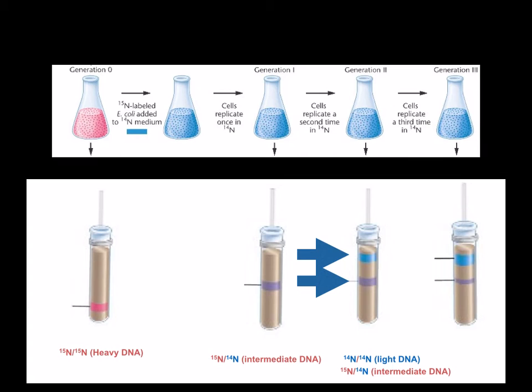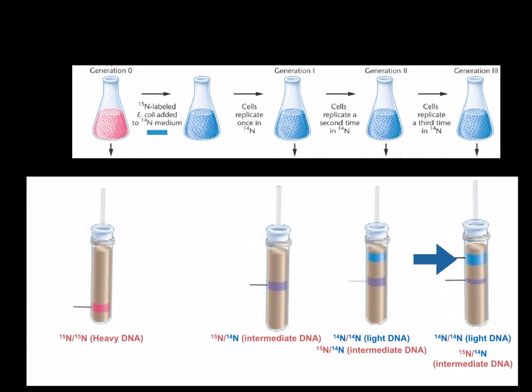Now, after 2 generations, 2 bands were formed. One with the density of light DNA and one with an intermediate density. So this indicated that it contained only N14 DNA for the light density strand, and half N14 and N15 for the intermediate density band. Then after 3 generations, there was 3 times as much DNA in the light band than in the intermediate band. So let's have a look at what this means diagrammatically.